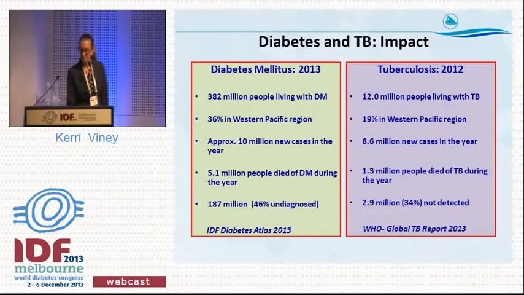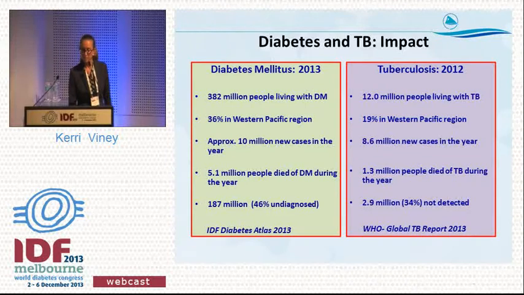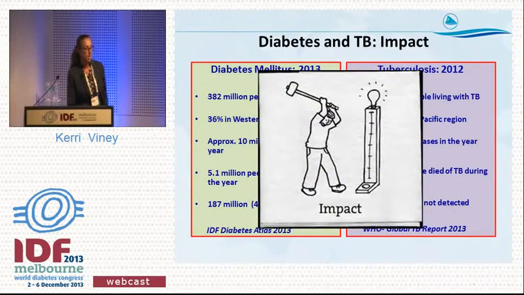So Anil has presented these figures, and when you look at them side by side, you can see that there is indeed a very high burden of diabetes globally, and about 12 million people who have been infected with TB. And in our region, I'm just going to draw your attention to our region, which is the Western Pacific region. We have about 1/3 of the world's diabetes and about 1/5 of the world's TB. So I'm just going to focus a few slides now on what is the impact between these two diseases.